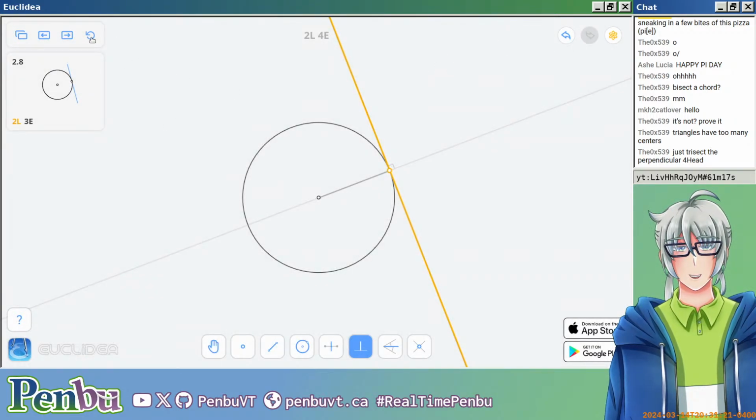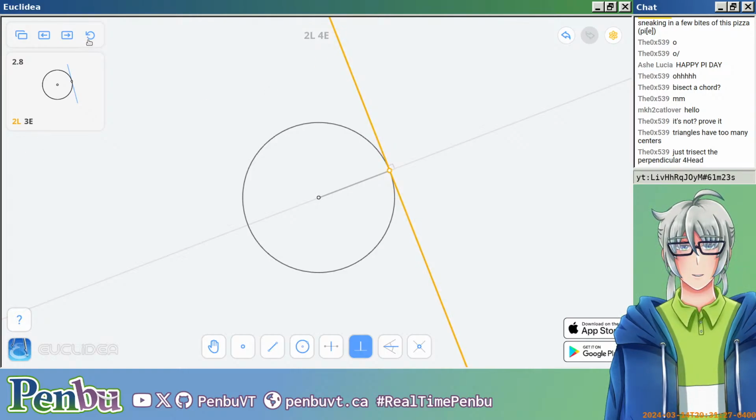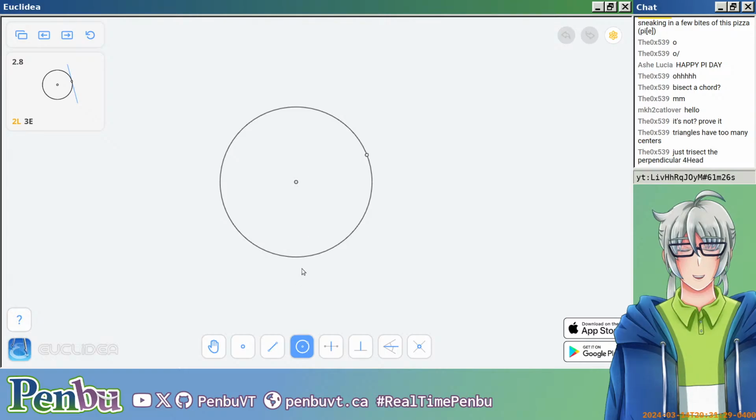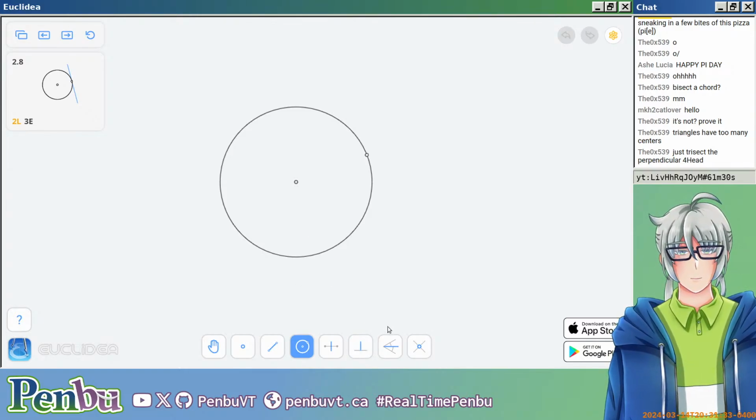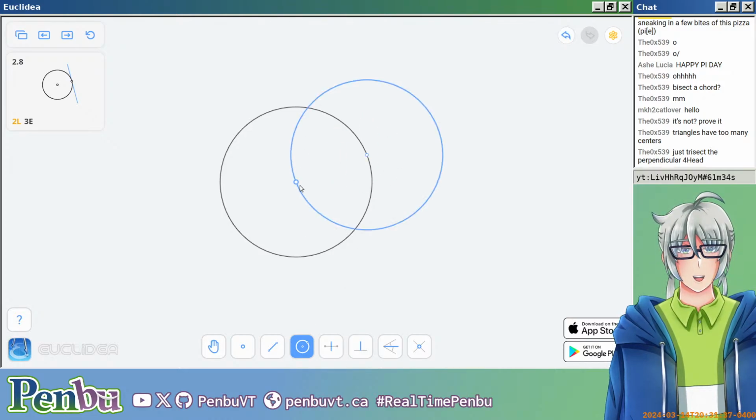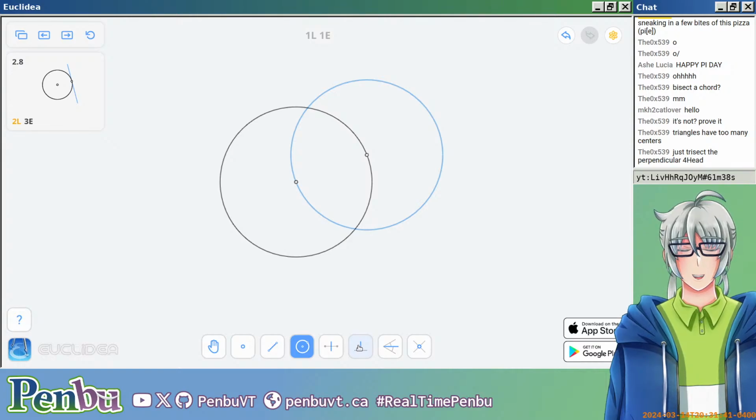Okay. But this costs 4. We can get down to 3. Or at least it should be possible to get down to 3. But considering that I don't know how to get down to 3 with the perpendicular tool, I'm not too optimistic that we can do this.